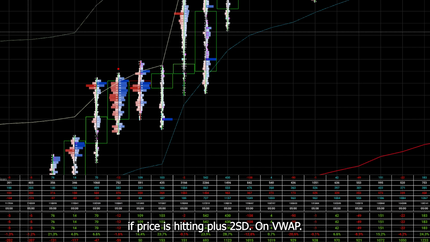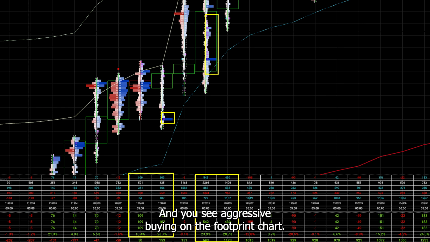For example, if price is hitting plus 2 SD on VWAP and you see aggressive buying on the footprint chart with a rising cumulative delta, that's a signal to go long with confidence.